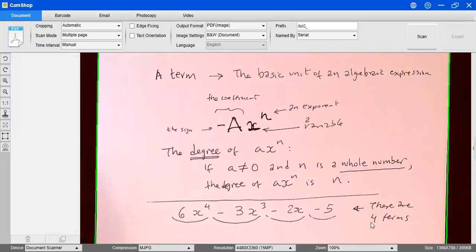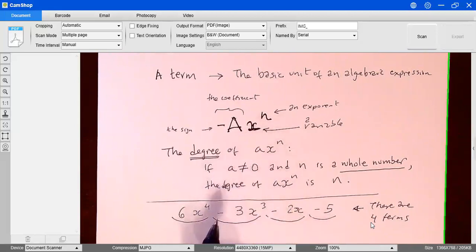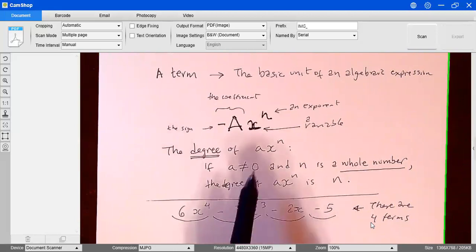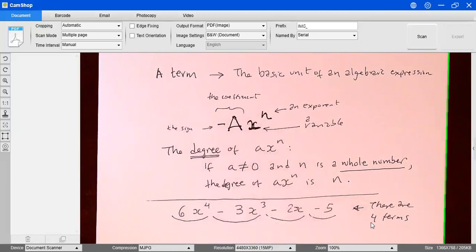We don't know yet whether this algebraic expression is a polynomial or not. So we need to verify first that the different terms are satisfying this definition of the degree of ax to the n. So for the first one, we have coefficient 6, and we have an exponent that is 4. So the degree of this term is going to be 4.